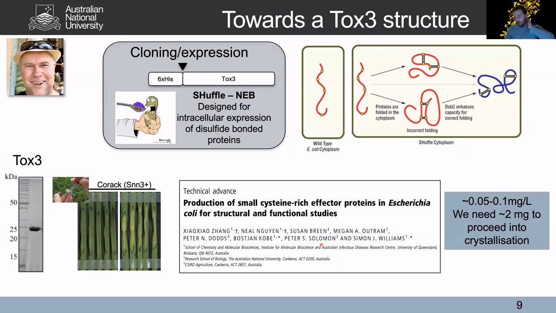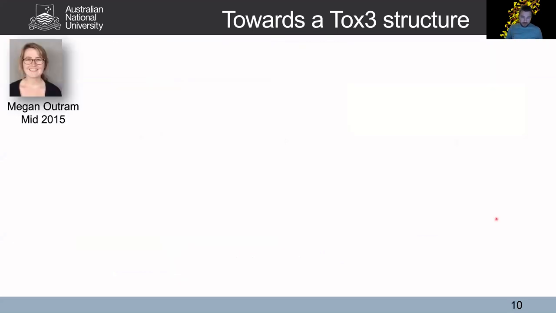But we had a problem at the end of this, and the main issue was yield. We still had really low yield. We were getting about 0.05 to 0.1 mg of protein per litre of E. coli culture, and we need a couple of mgs at least to start crystallization. So I sort of chipped away at this. I was doing a lot of other things, and I chipped away at this. I was fortunate that Bostjan Kobe, who was my boss at the time, let me do this.